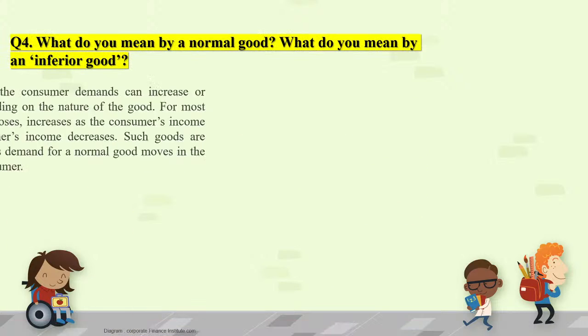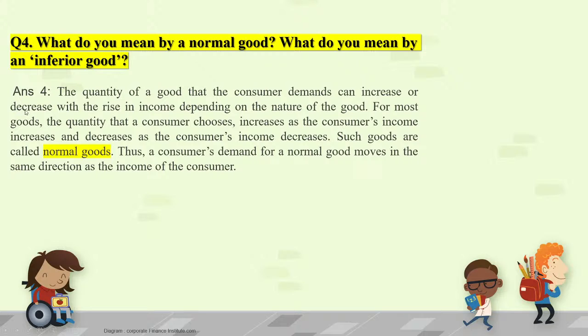So what do you understand by normal goods and what do you mean by inferior goods? First we'll pick the normal goods. The quantity of a good that consumer demand can increase or decrease with a rise in income depending on the nature of the good. For most goods, the quantity that a consumer chooses increases as the consumer's income increases and decreases as the consumer's income decreases. These goods are called normal goods.